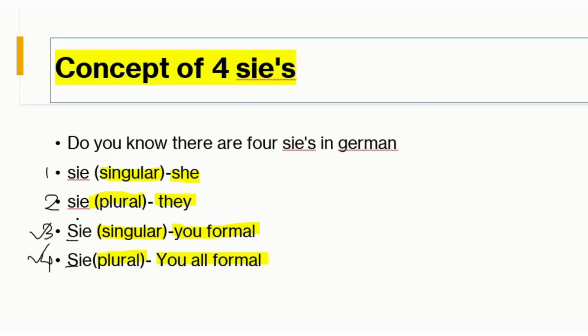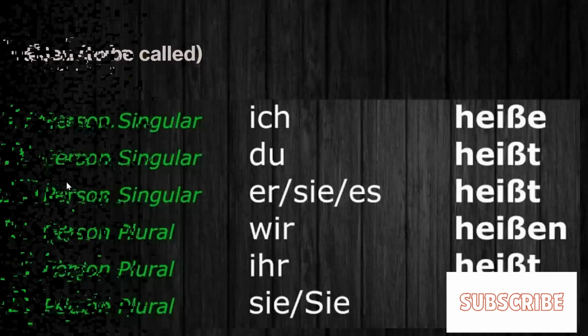But what about the first and second one? Now see, whenever we are writing a pronoun in a sentence, we use it along with the verb to make sense, obviously. So the conjugation of the verb with this sie is different from the one with this sie. That's how we can differentiate between these four Sie's. So I hope you don't get confused between these. Let's move further.